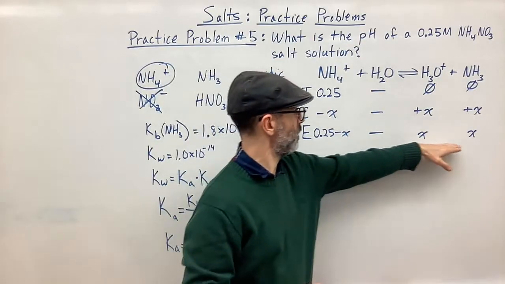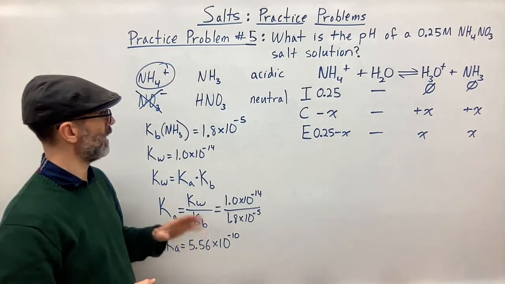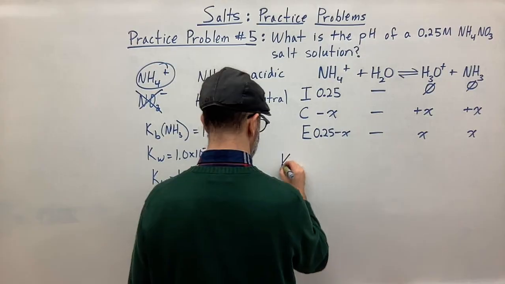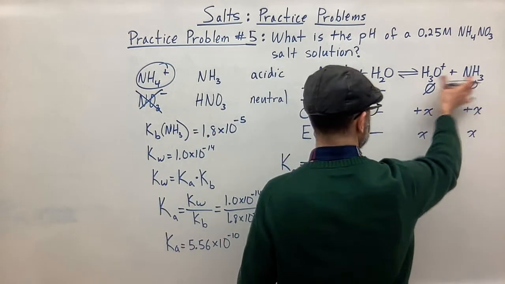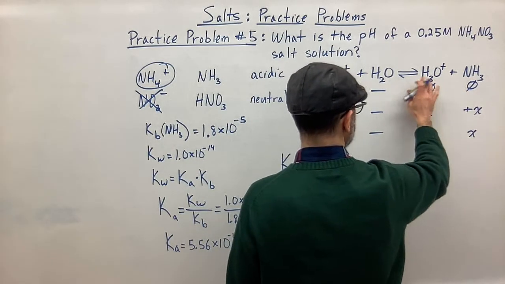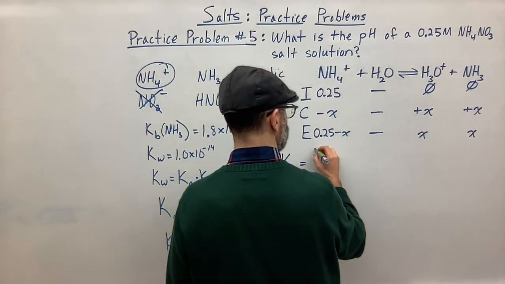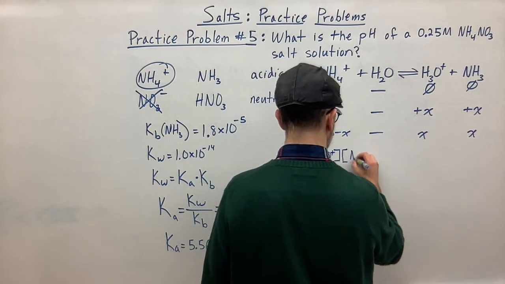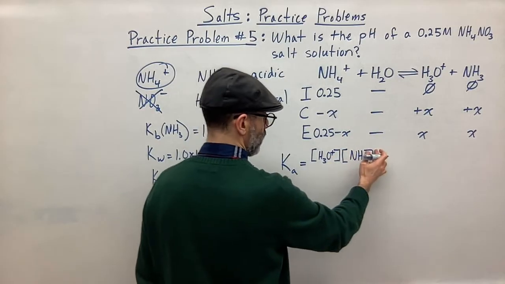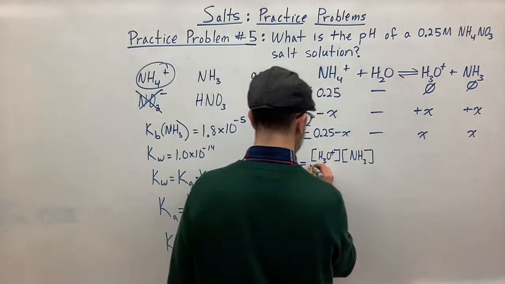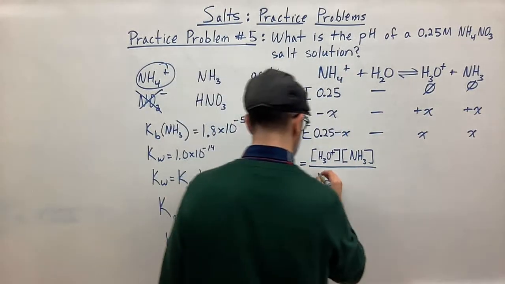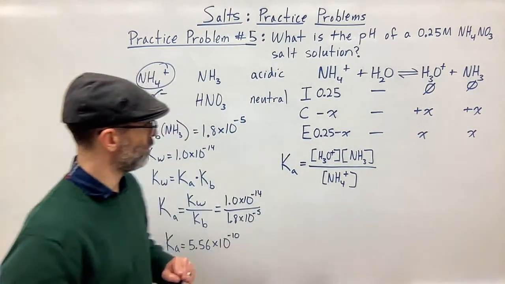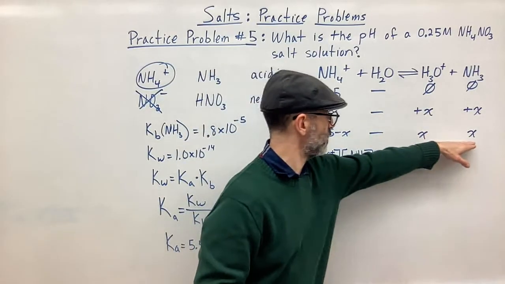So now I can take the equilibrium expressions here in terms of X, plug them into my K expression for this equation. So the Ka, since this is an acid reacting with water, is equal to the concentrations of these two raised to the powers of the coefficients, which are 1. So it's going to be the concentration of H3O plus multiplied by NH3. Notice I'm not putting the 1s there. They're there, but I don't write the 1s. And that's going to be all over the concentration of your NH4 plus. So there's the expression.